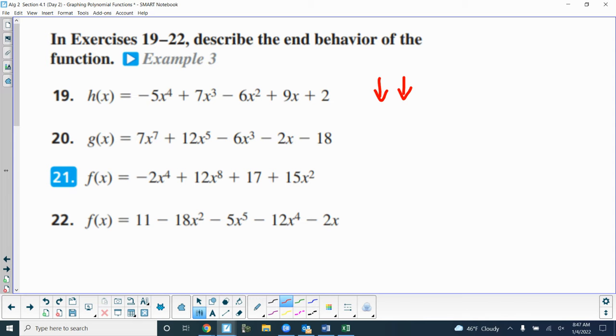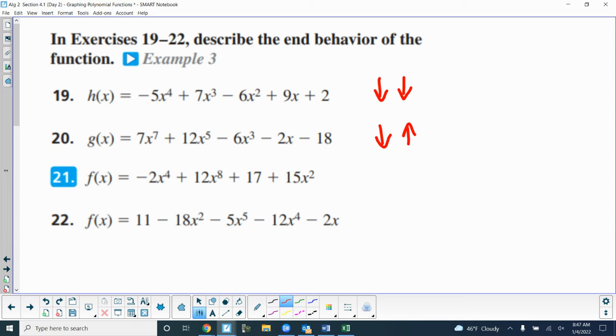Is this in the right order, number 20? Yes. So my leading coefficient is positive, so the far right is up. My degree is 7, which is odd, so the left's going down. Okay?